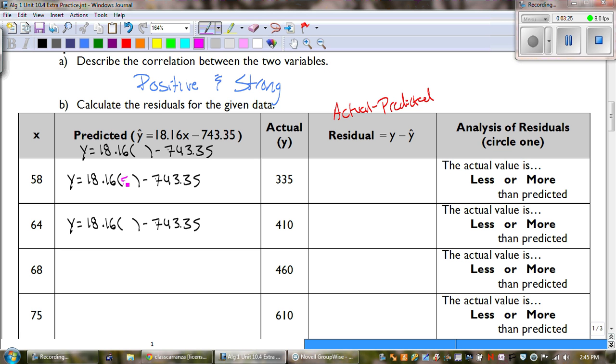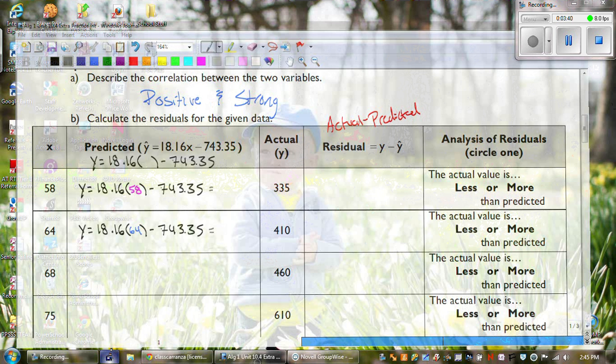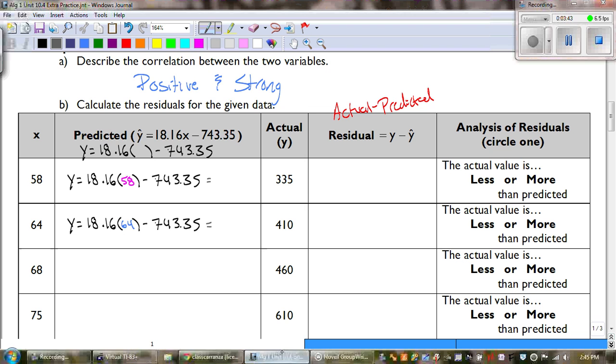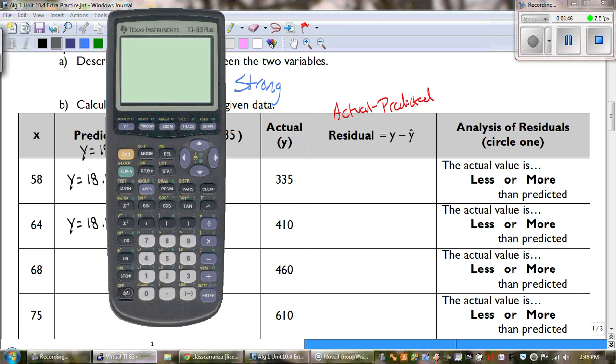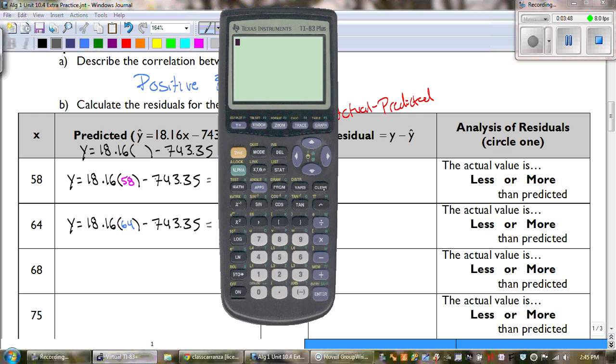All right, this time I have to plug in 58. My next one I plug in 64. What do you get when you plug in 58? Now, oh, here we go. My calculator's opening up right now. All you're doing, guys, is 18.16 times 58 minus 743.35. You should have gotten 309.93.